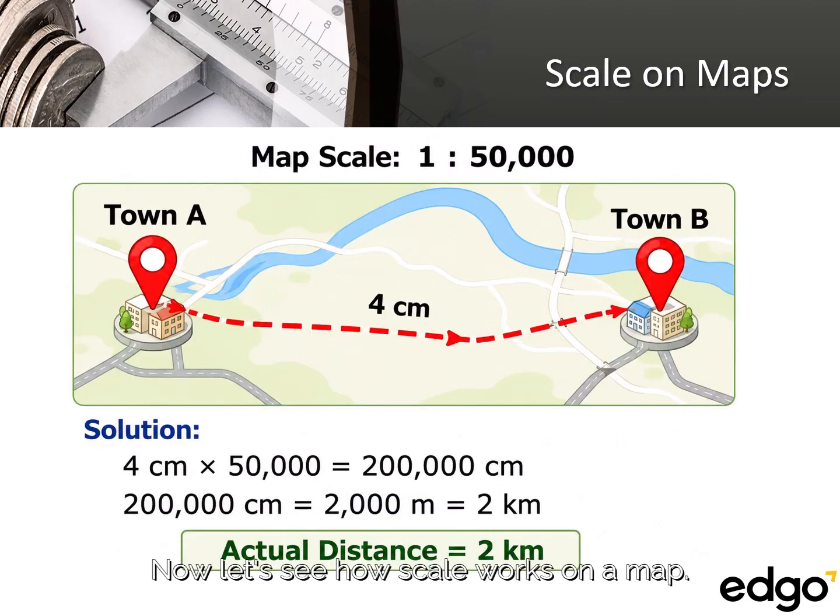Now let's see how scale works on a map. The map has a scale of 1 to 50,000. The distance between town A and town B on the map is 4 centimeters. Because 1 centimeter represents 50,000 centimeters in reality, we multiply 4 by 50,000. That gives us 200,000 centimeters. Now we convert that to meters. That is 2,000 meters. And 2,000 meters is equal to 2 kilometers. Therefore, the actual distance between town A and town B is 2 kilometers.